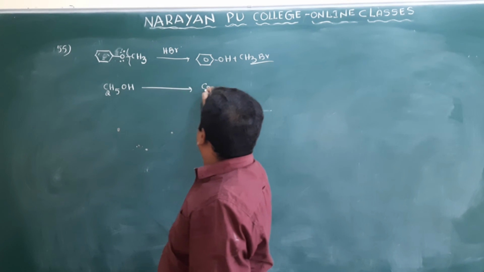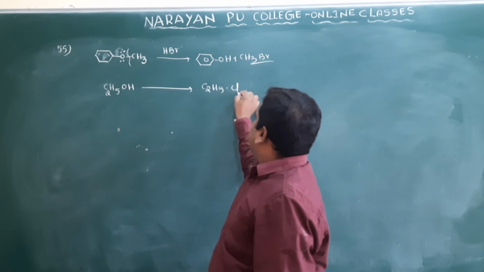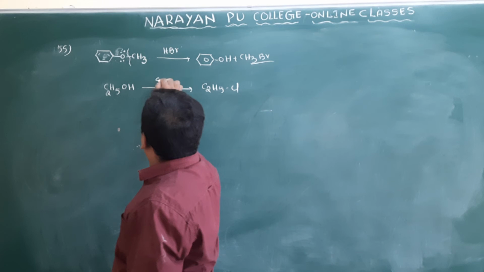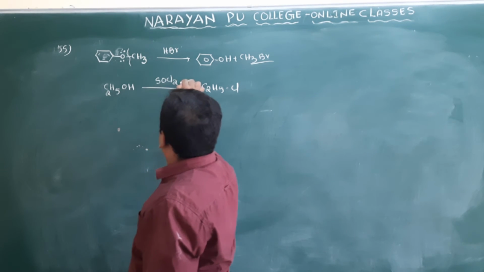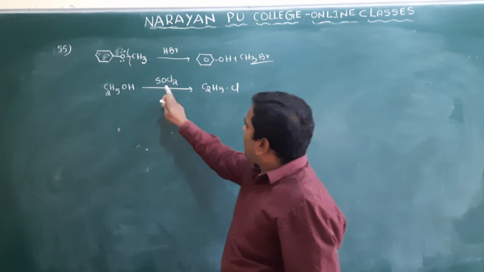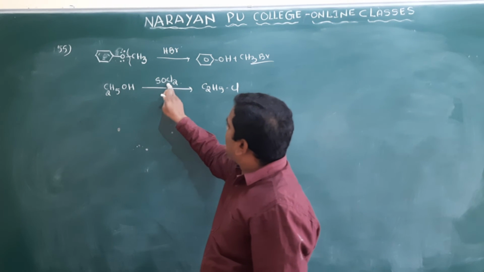C2H5OH should be converted into C2H5Cl. What is the best reagent for this conversion? You already know thionyl chloride, SOCl2. Clear? So why is it the best reagent, and what product will you get when ethanol is reacted with SOCl2?